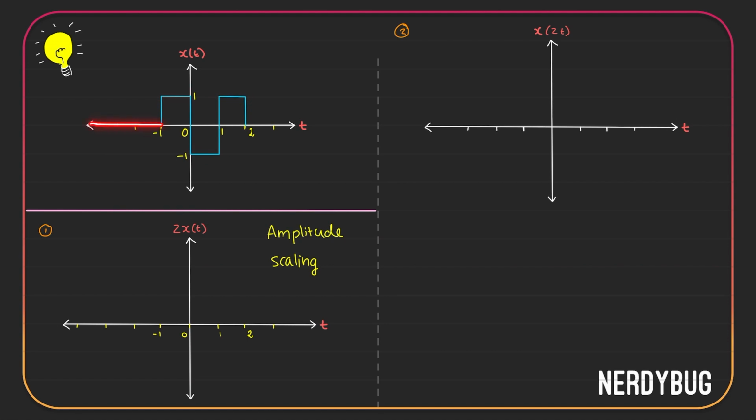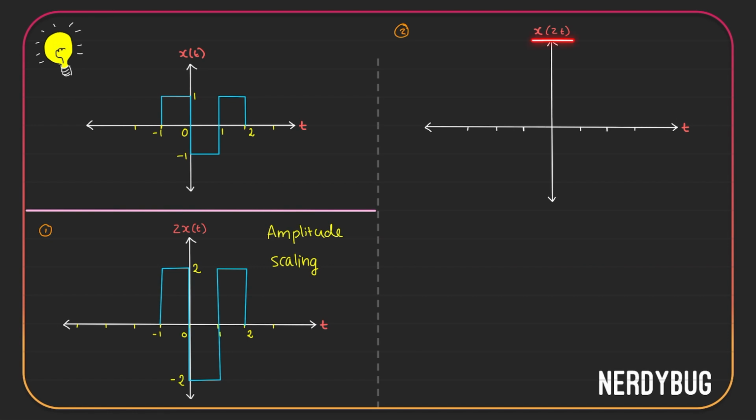What happens here? It is 0. 0 multiplied by 2 is still 0. What happens here? 0 multiplied by 2, still 0. So what we get will be something like this. This is 2 and this is minus 2.